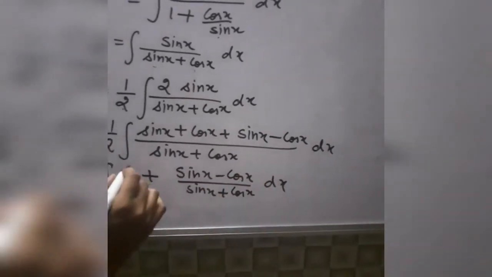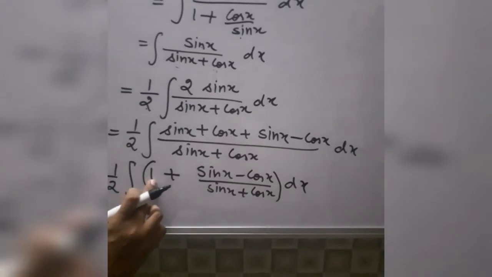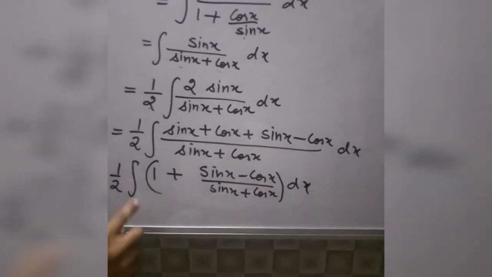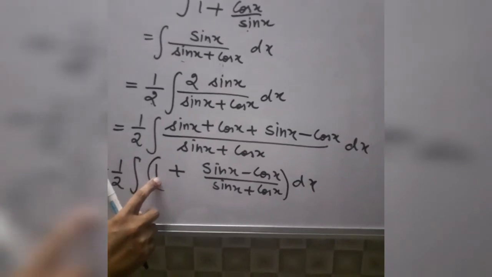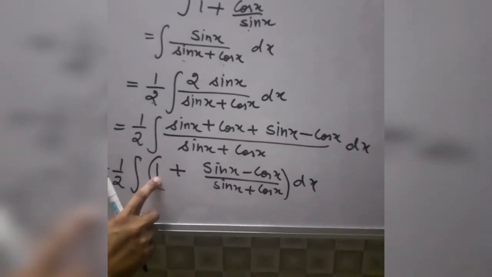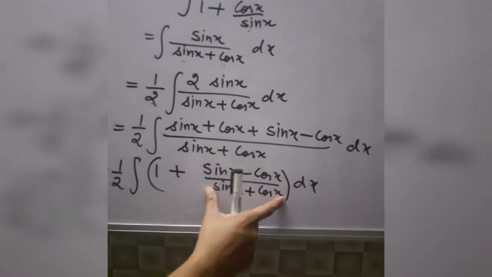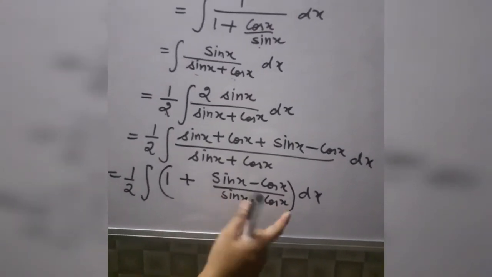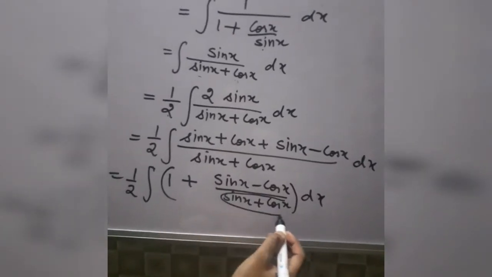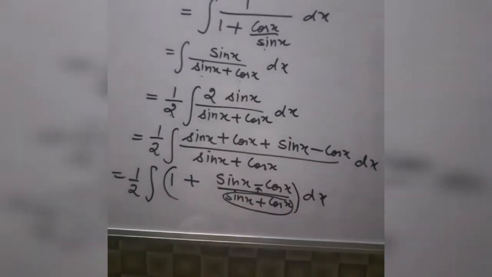Now two terms are there in this integration. This is the first term, this is the second term. Integration of the first term, 1, you can very easily find out: integration of 1 is x with respect to x. And in this part you will use the substitution method, and if you see very carefully, the derivative of sin x plus cos x is present here in the numerator.